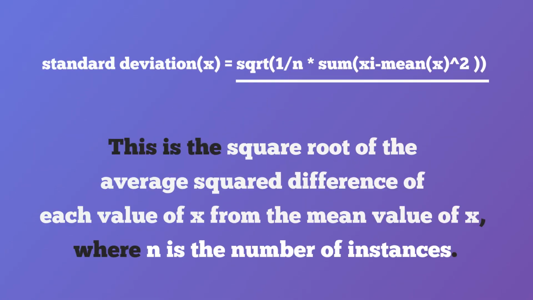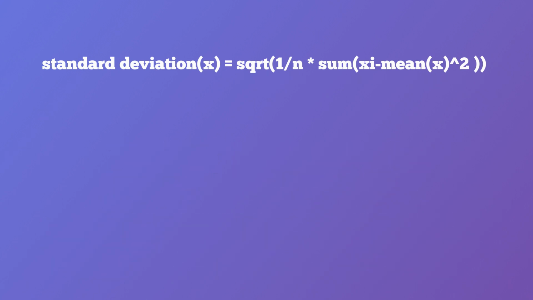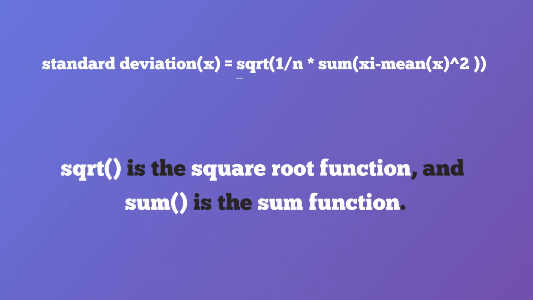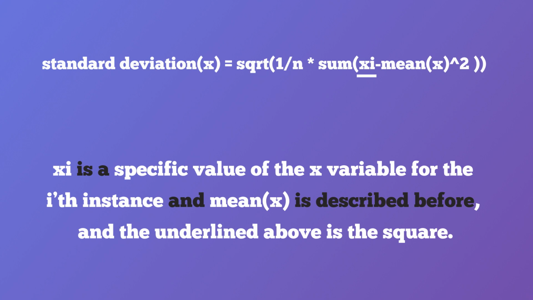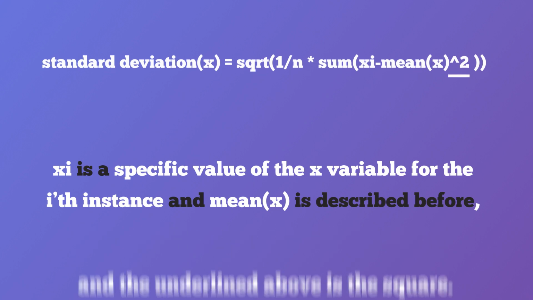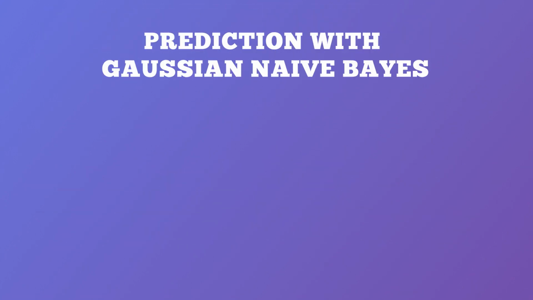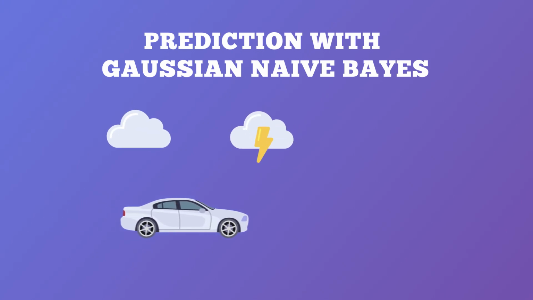This is the square root of the average squared difference of each value of x from the mean value of x, where n is the number of instances, sqrt is the square root function, sum is the sum function, xi is a specific value of the x variable for the ith instance, and mean x is described before, and the term underlined above is the square. Let's make a prediction with a Gaussian naive Bayes model, whether we'll go out in a car based on the weather.